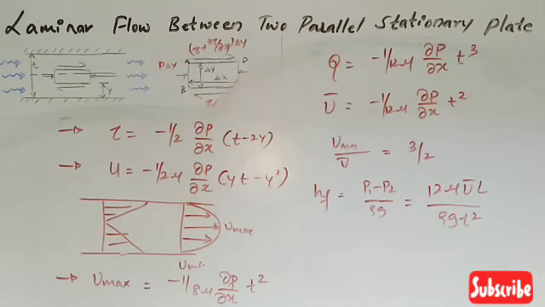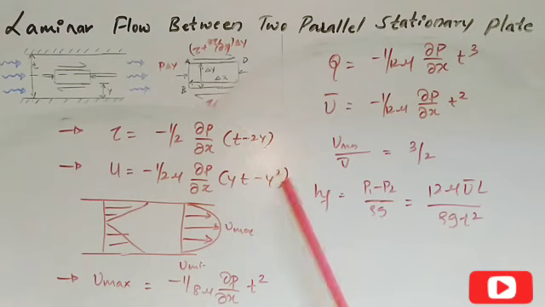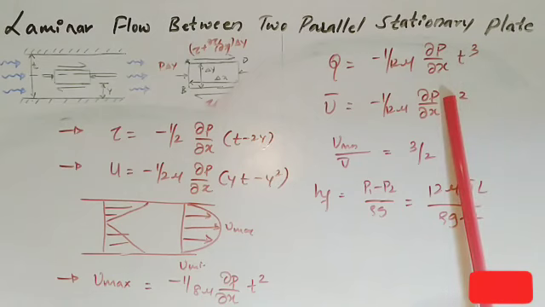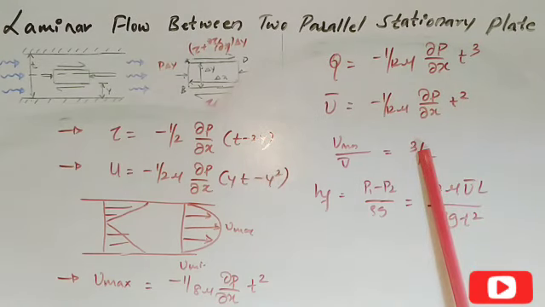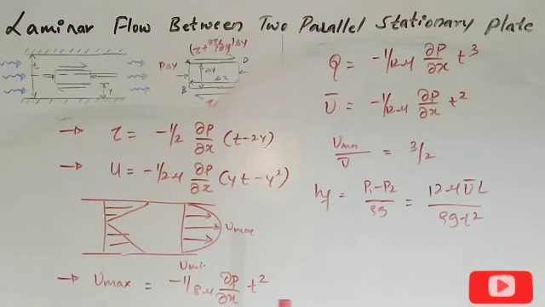These are the equations that we have derived for laminar flow between two parallel stationary plates. So this is the shear stress equation, this is the velocity equation, this is the maximum velocity, then the discharge, then the average velocity, then the ratio of maximum velocity to average velocity. Then we calculated the loss of pressure head, and this figure represents the velocity and shear stress distribution.